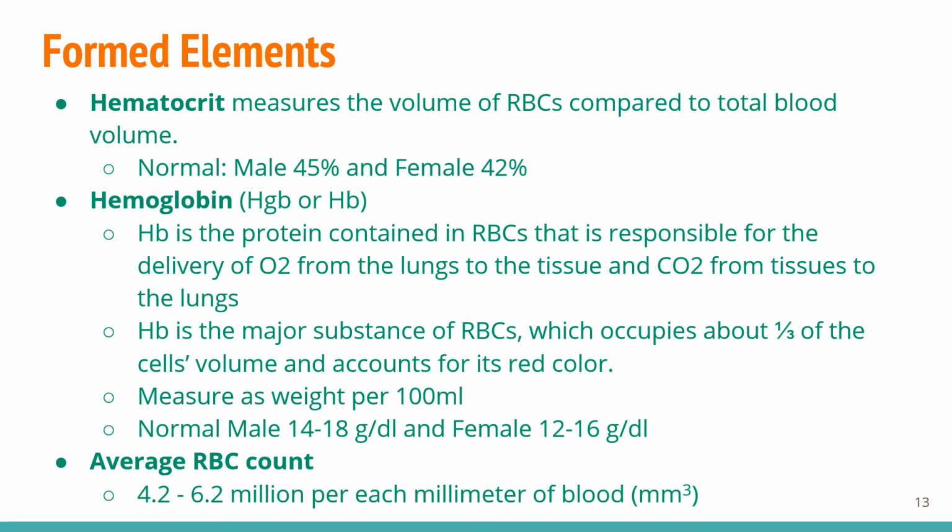So we're going to talk a little bit here about the hemoglobin and the hematocrit. Okay, so hematocrit is always in a percent. So remember, hematocrit's always in a percent. It measures the volume of red blood cells compared to total blood volume. A normal hematocrit for a male is about 45%, and for a female is 42%. So I just want to say a little bit about that, so maybe it will help make more sense.